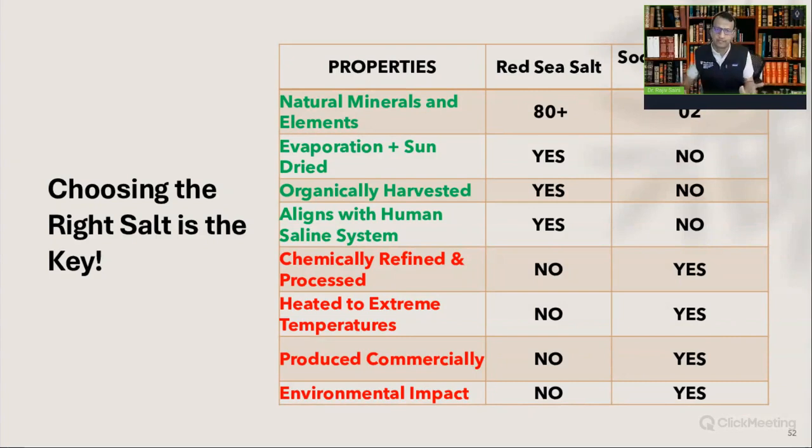The sea salt from Red Sea is evaporated and sun-dried, while table salt is commercially produced in factories in huge quantity. And sea salt from Red Sea is always organically harvested and aligns with the human system because it contains the right proportion of the elements, minerals, and enzymes, and all together make a perfect fit for the human body and health, as compared to the sodium chloride, which is highly processed, chemicalized, and passes through multiple chemicals and chain reactions in order to maintain that kind of smoothness, brightness, whiteness. So that's the huge difference.